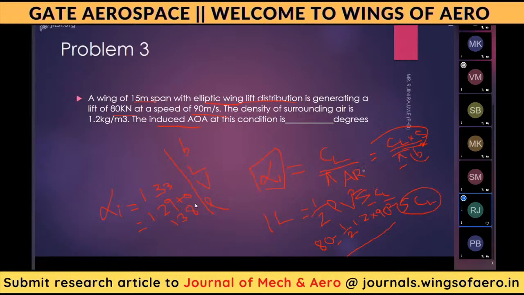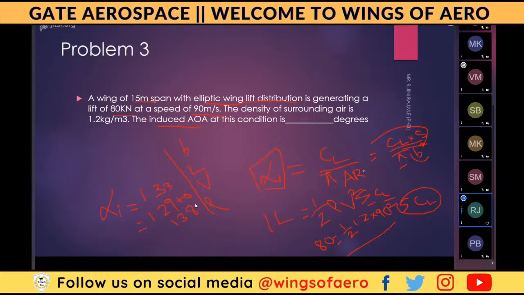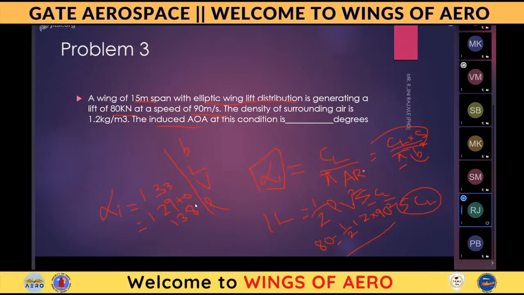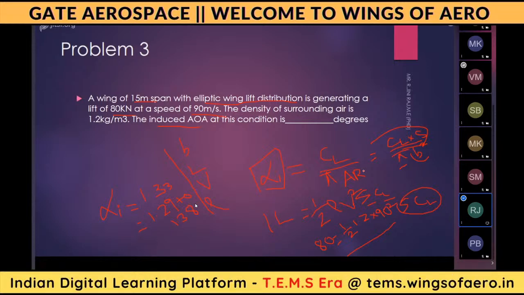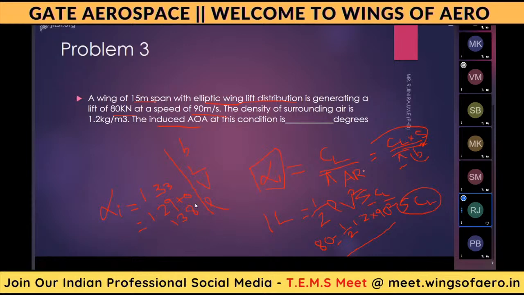So we should substitute the CL and the S value, both values in the induced angle of attack formula. Then only we will be getting the answer. Don't think that we have two unknowns, we can't solve that problem. Okay, this is the small difficulty, because this kind of problems only they will ask. This is one of the questions from GATE only, GATE problems only.